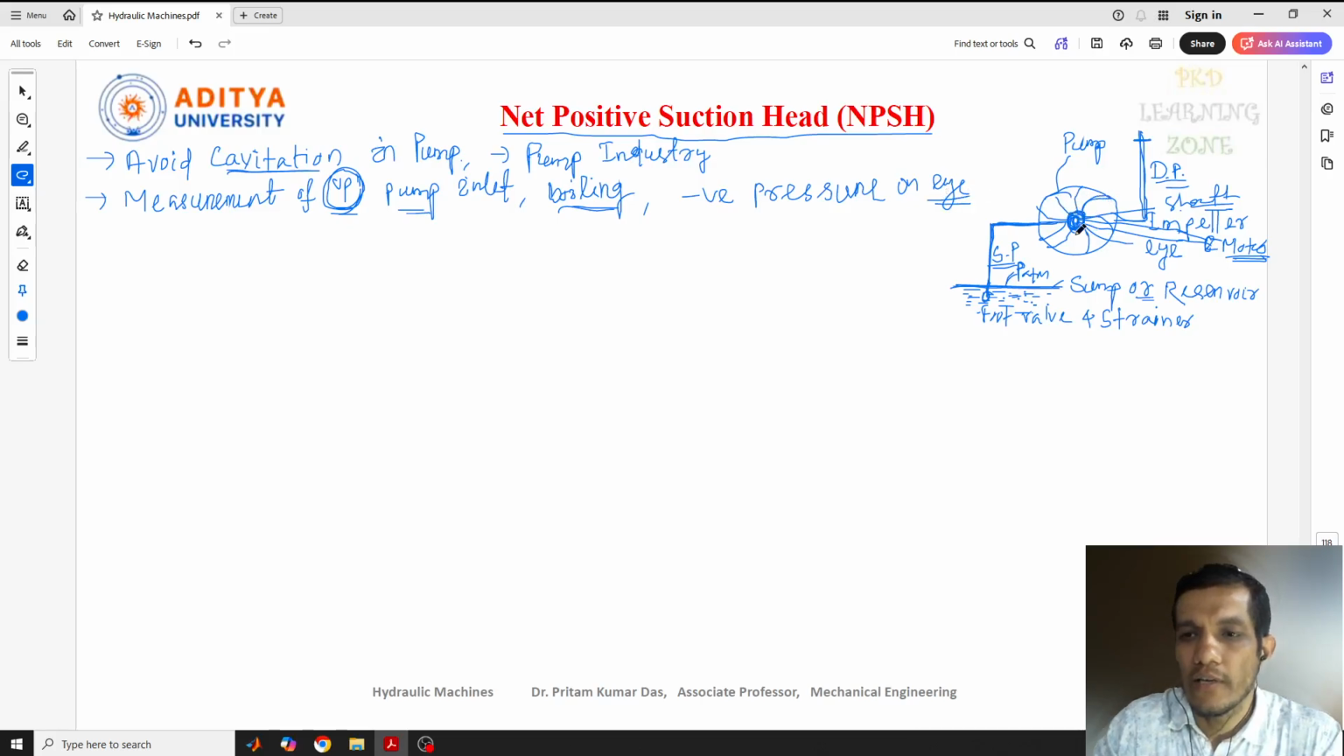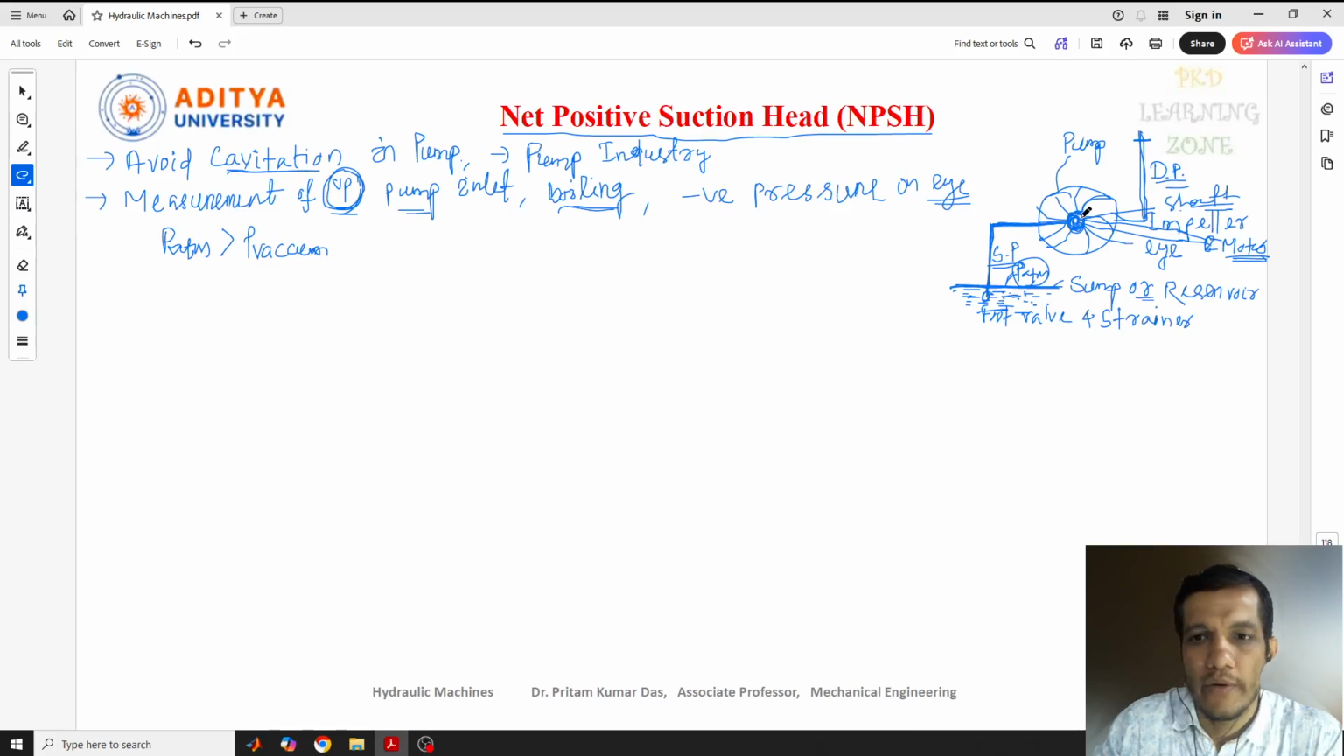Due to this negative pressure, and here we have the liquid which is at atmospheric pressure. This atmospheric pressure value is more than the vacuum pressure, more than the P vacuum. P vacuum is nothing but the pressure created at this point. So the water will start being lifted up from the pump sump level to the pump.